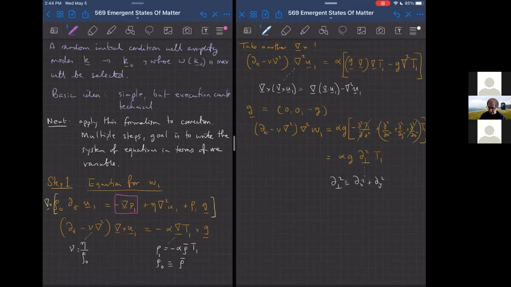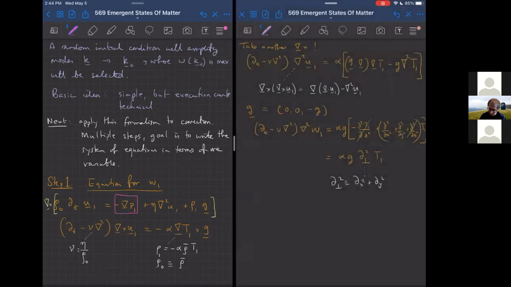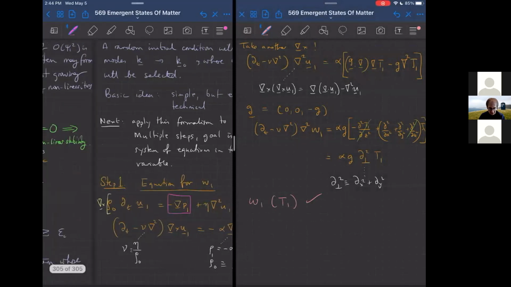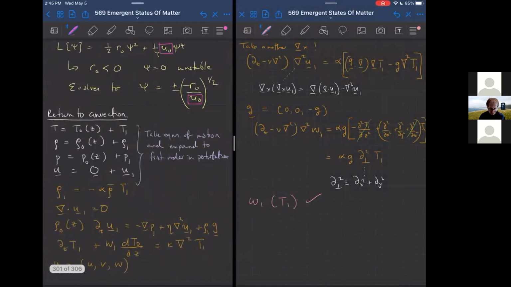Okay, so this is great. What I've just shown you is that now we have an equation for W1 in terms of T1. Okay, so we've done that, that's great. But what we actually want is to beat this down into a single equation. So let's go back and look at our governing equations if I can find them.